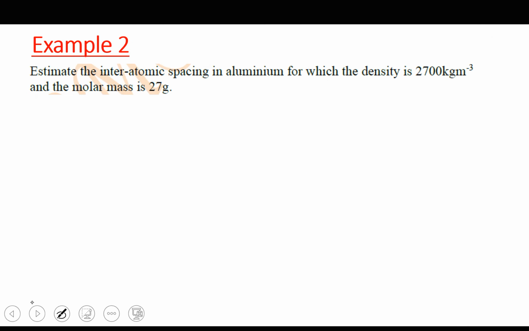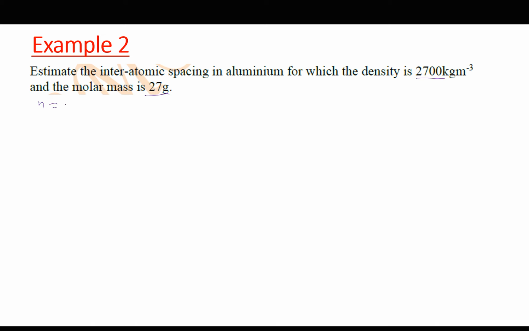Example number 2. Estimate the interatomic spacing in aluminium, for which the density is 2,700 kilograms per meters cubed and the molar mass is 27 grams. So we can make an assumption and say that the atoms are arranged in a simple cubic lattice. Without wasting any time, we know that 1 mole contains 6.02 times 10 power 23 atoms. Let's find the number of moles first.